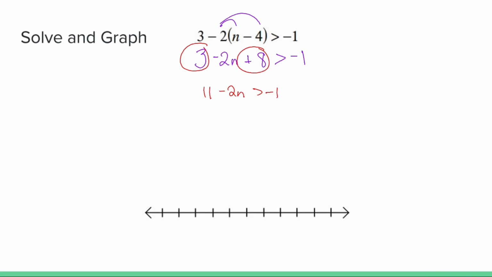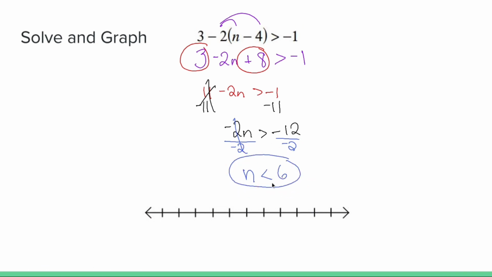So far, nothing different than solving a regular old equality. All right, still nothing different. Minus 11, cross you out, -2n is greater than -12. This is where it finally gets different. If when you solve an inequality at any point you multiply both sides or divide both sides by a negative, you have to flip the inequality sign like that. Okay, so dividing both sides by a negative has me go from greater than to less than, and -12 divided by -2 is +6. That's me solving.